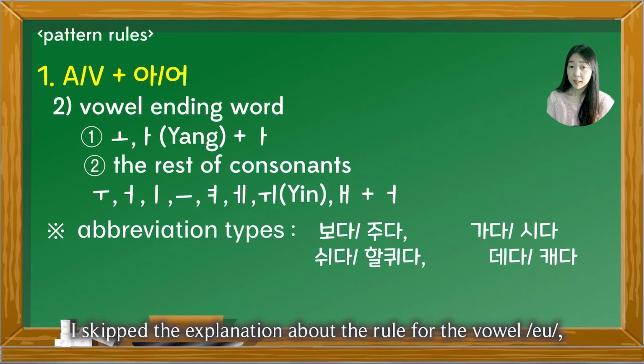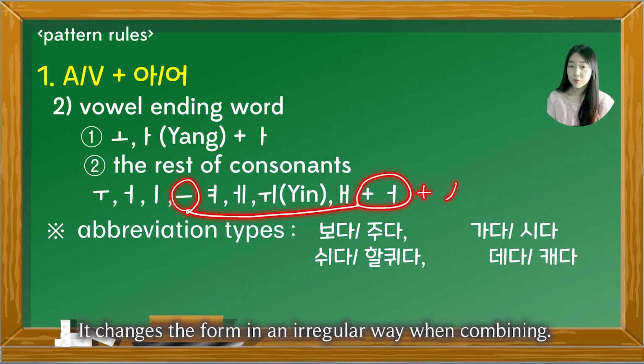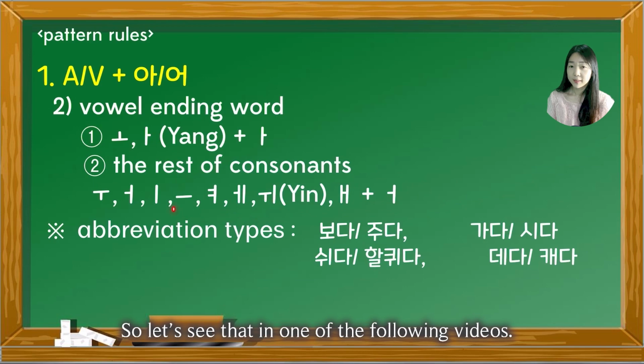I skipped the explanation about the rule for the vowel 으 because the vowel doesn't apply to the same rule here. It changes form in an irregular way when combining. So let's see that in one of the following videos.